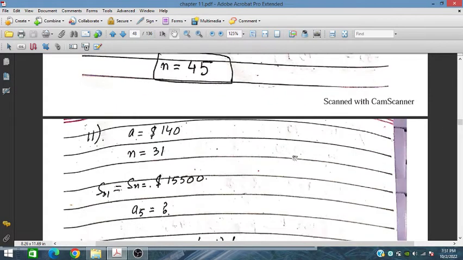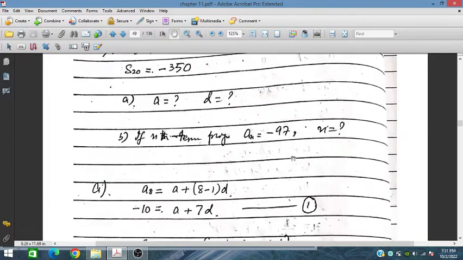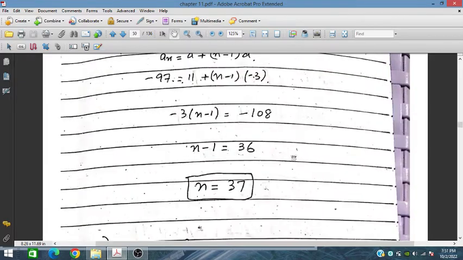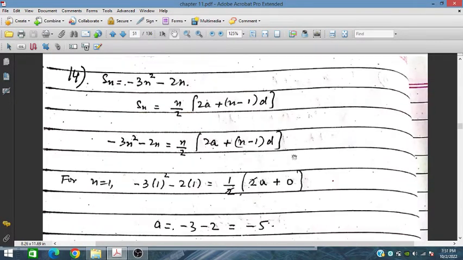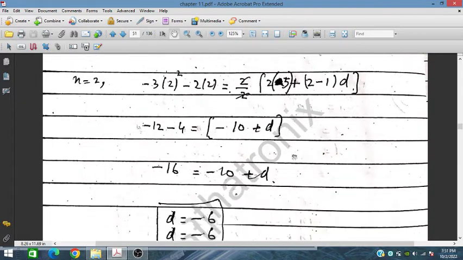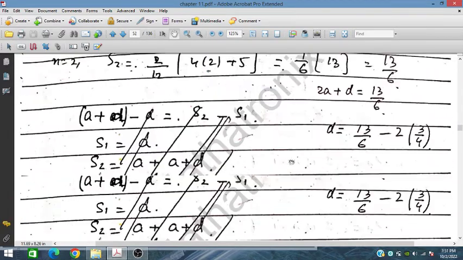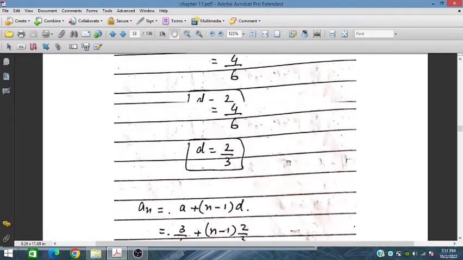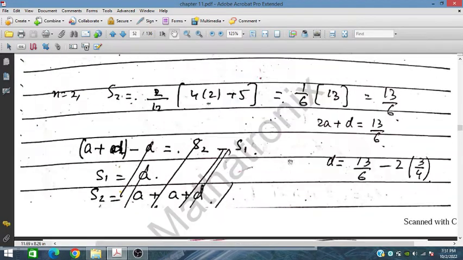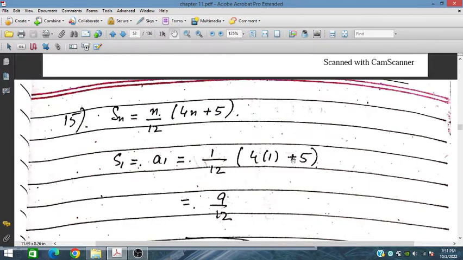Similar for question number 12 can be solved, and 13th, 14th, 15th. Let's discuss 15. Problem number 15.